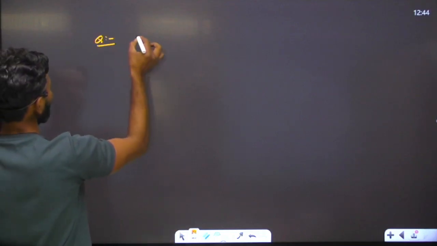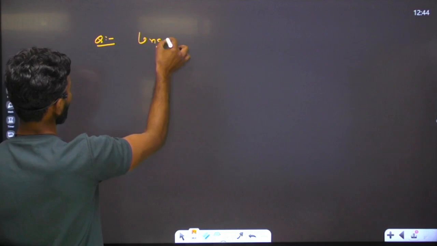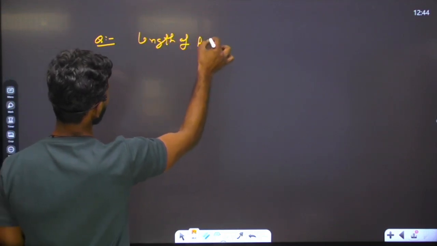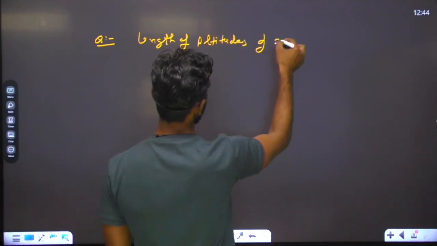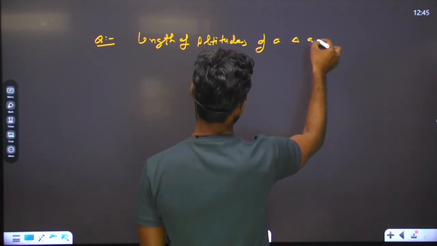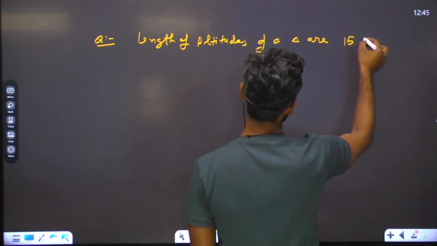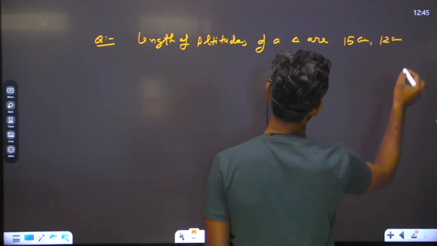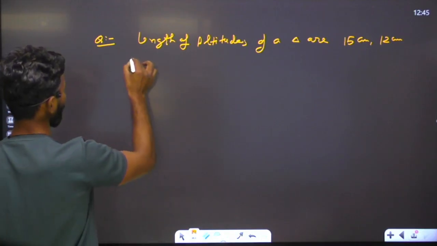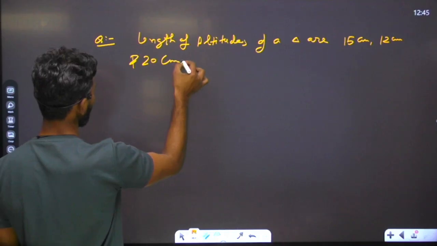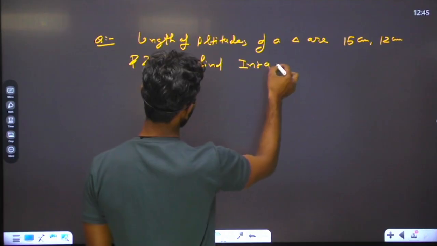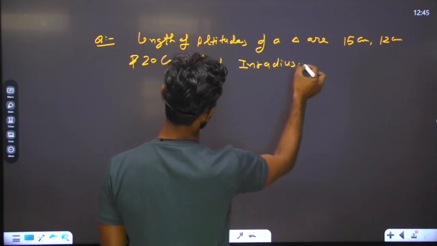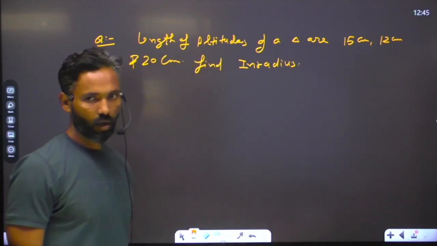Okay, in the triangle it is said that the lengths of the altitudes of a triangle are 15 centimeter, 12 centimeter, and 20 centimeter. Find the inradius. Okay, this is the question. Find the inradius. Understand that?